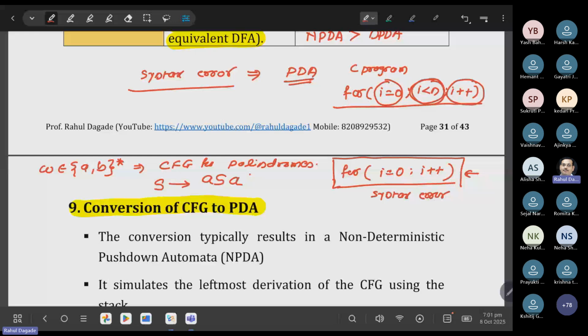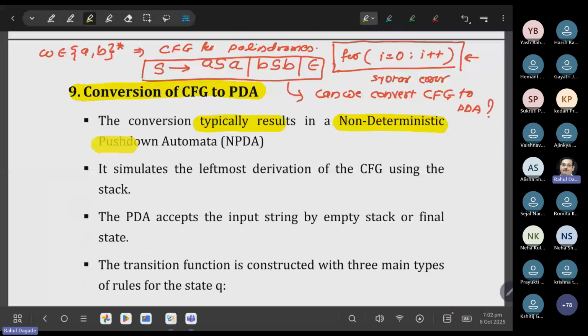Now this CFG, can we convert it to a PDA? So this is a method: how to convert the CFG to PDA. Here the conversion typically results in a non-deterministic pushdown automaton, which is NPDA. So this PDA will always be NPDA. The conversion will always give an NPDA. It will not be a DPDA.